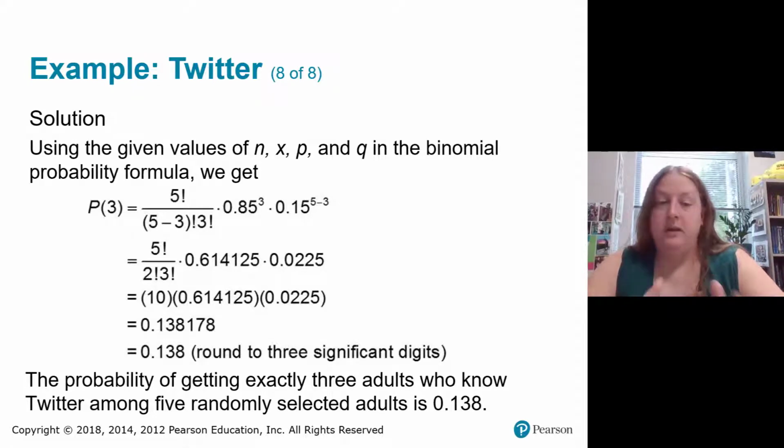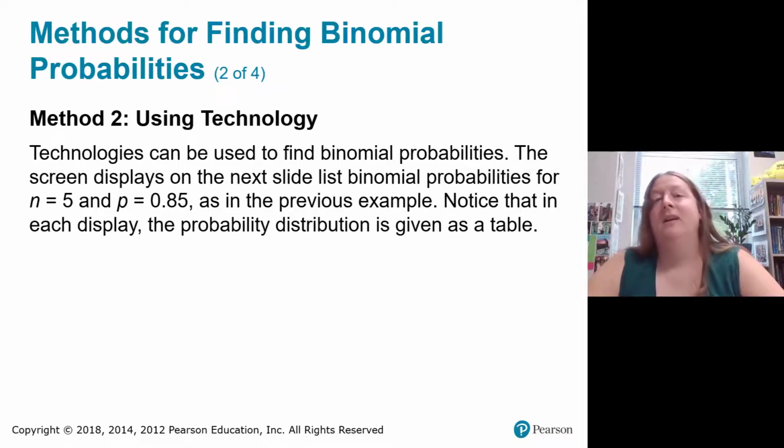So working through all of that arithmetic and finally rounding down to 3 significant digits, I'm going to find that the probability that exactly 3 of the adults know about Twitter is 0.138. Now let's take a look at a second method.